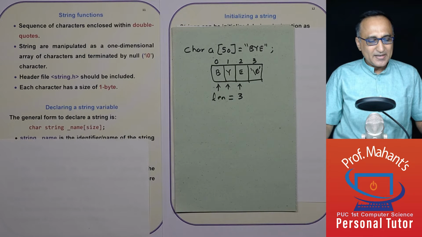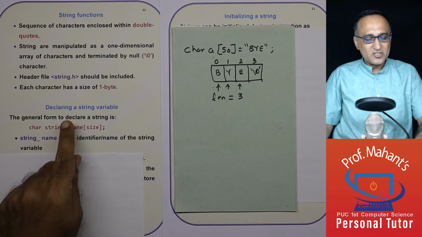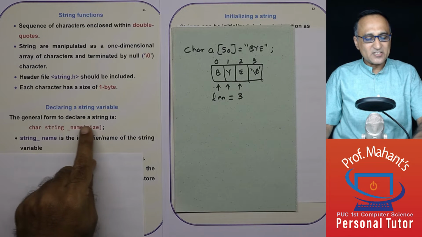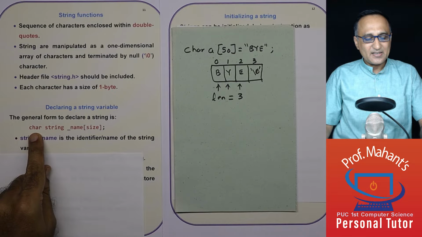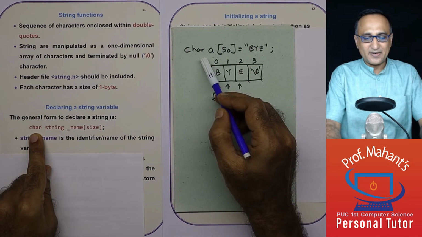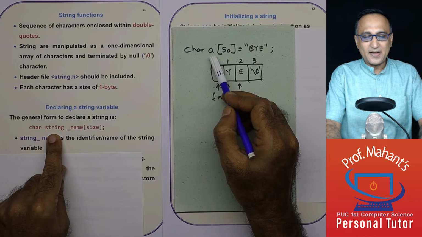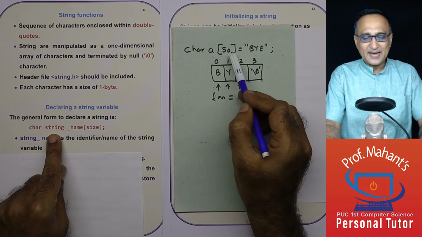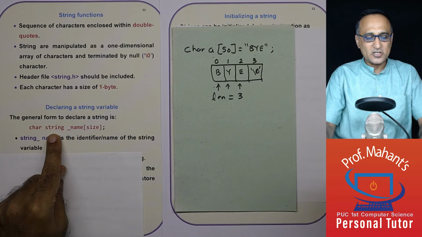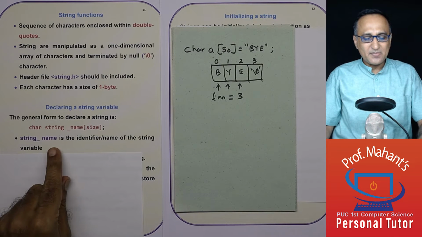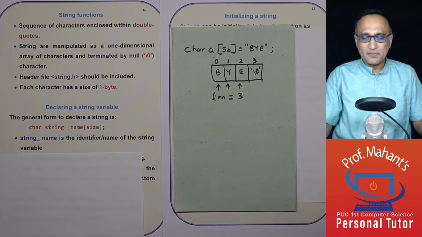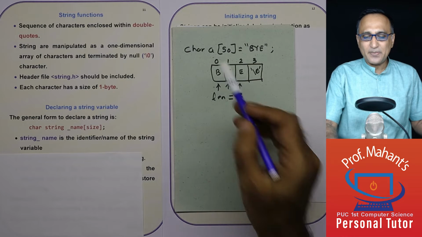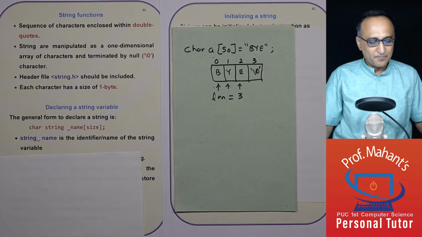Now let us see how we declare a string variable. I have already declared a string variable. The general form of declaring a string variable is char, because it's a character data type, then the name identifier. The name of this particular array happens to be A and size is 50, and I have given it the initial value. String name is an identifier or a name given to that particular string. A better name would have been some meaningful name.